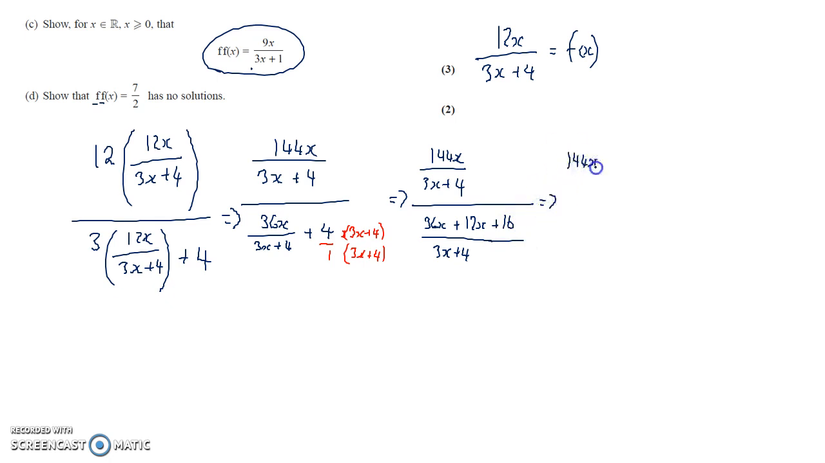It's going a long-winded way here, writing it all out, but I just want to make it clear for you. So 36x plus 12x is going to be 48x plus 16 over 3x plus 4.